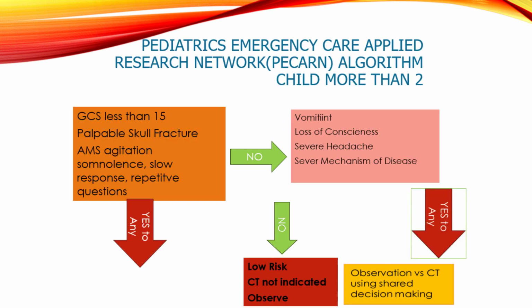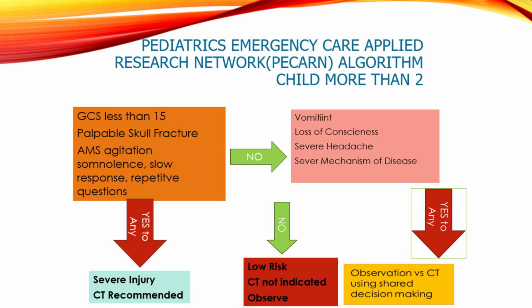The PECARN rule was developed to assist in decision-making for neuroimaging in children with head trauma. This flow chart is for children more than 2. If a child more than 2 has any positive response within the orange box, including a Glasgow Coma Scale of 14 or less, this indicates a severe head injury, and a CT is recommended.